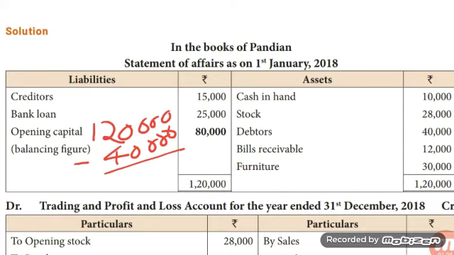Asset side total is 1,20,000 and the liability side total is 40,000. The difference between assets and liabilities is 80,000. 80,000 is the opening capital. Children, you should take this amount while doing the balance sheet. Okay.